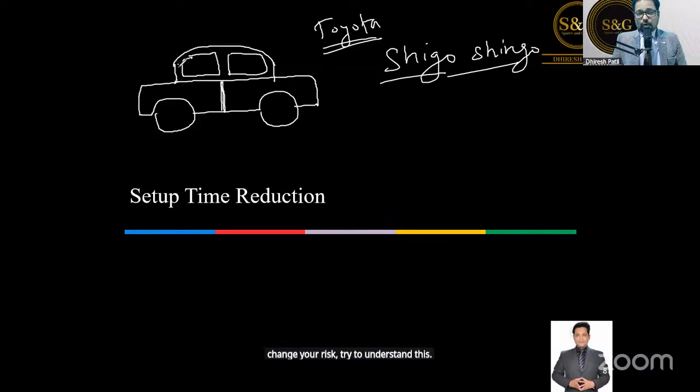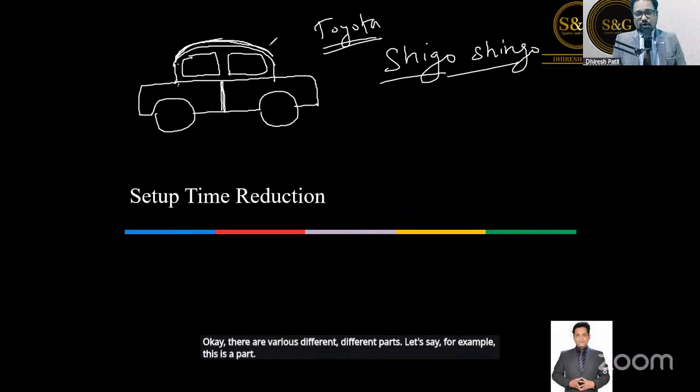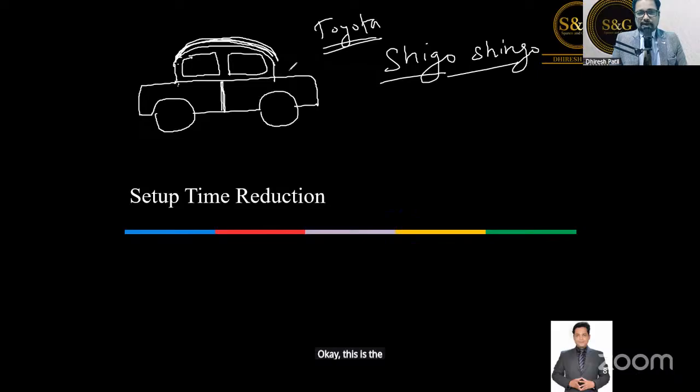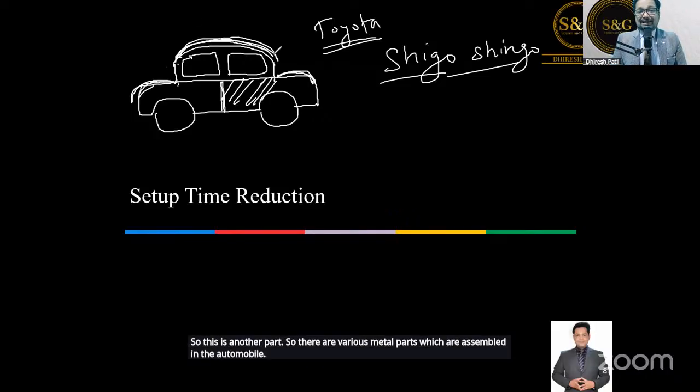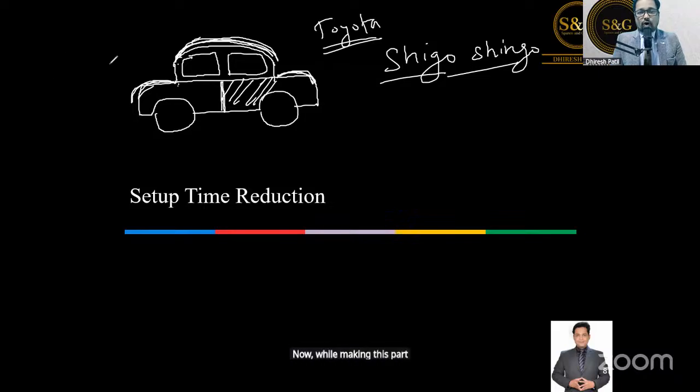Now, in the automobile, there are various different parts. Let's say, for example, this is a part, this is another part, this is another part. Can you see here? So there are various metal parts which are assembled in the automobile. Now, while making this part, they use something called a die.